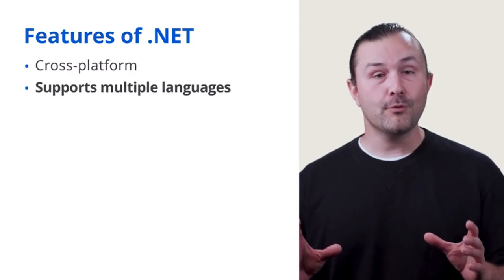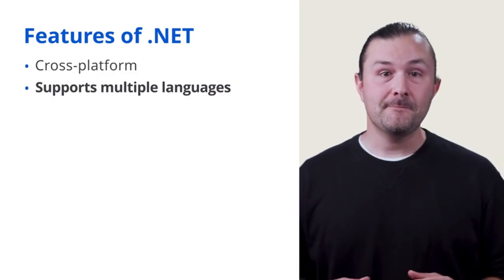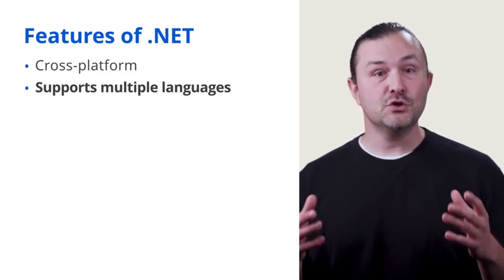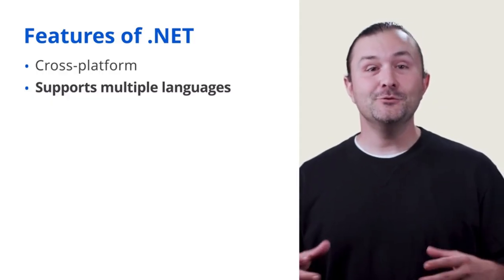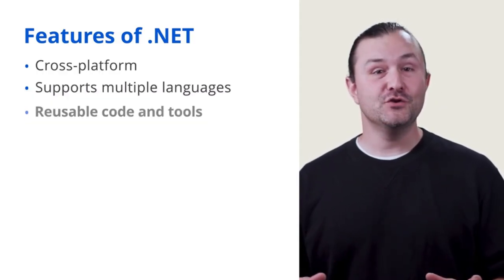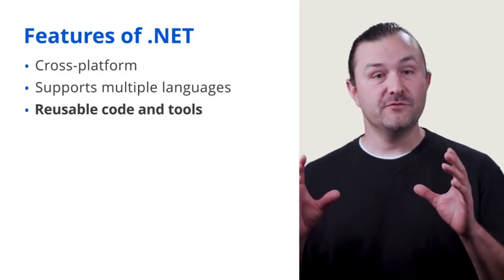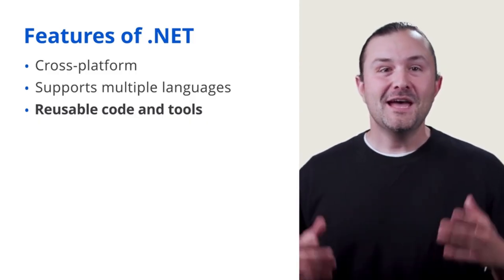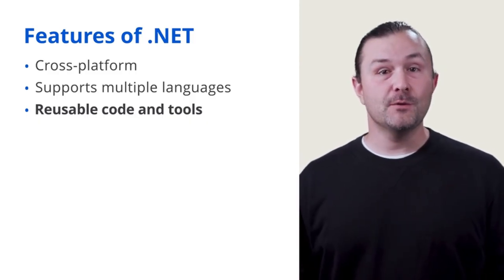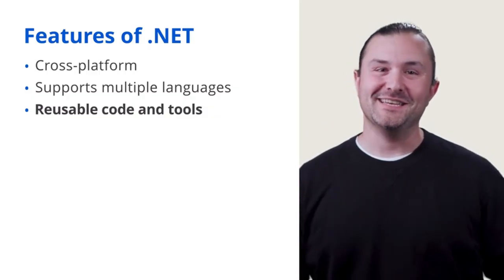One of the key features of .NET is its support for multiple programming languages, including C#, F#, and Visual Basic. This flexibility allows developers to choose the best language for their specific tasks. Additionally, .NET includes a comprehensive collection of reusable code and tools, known as the Framework Class Library, which provides functionalities for data access, security, web development, and more. The flexible design of .NET allows developers to include only the parts they need, leading to improved performance and efficiency.